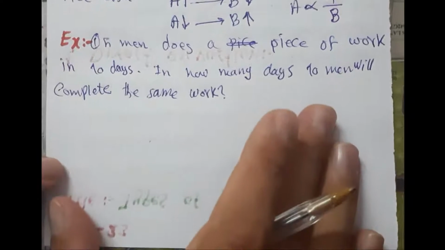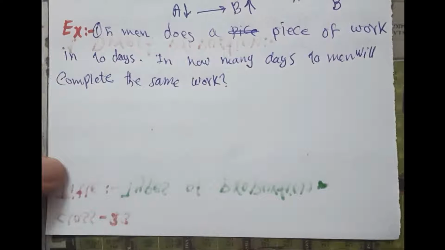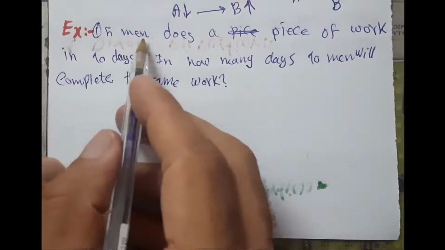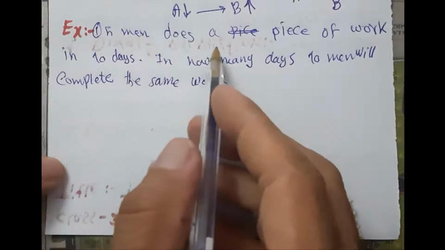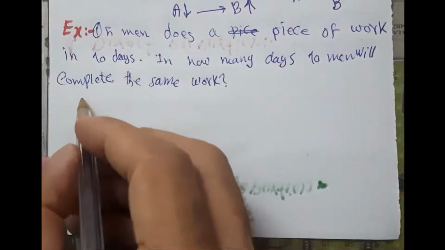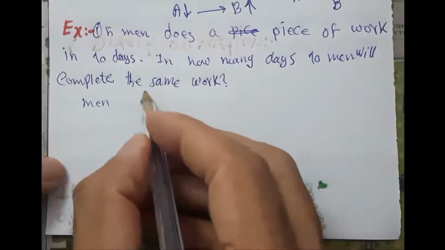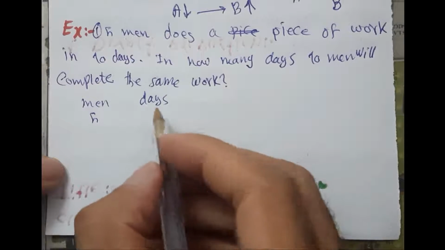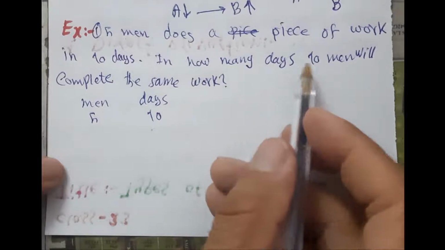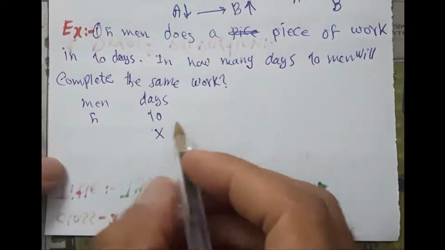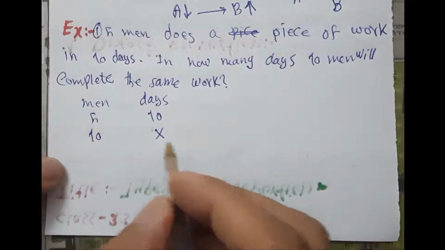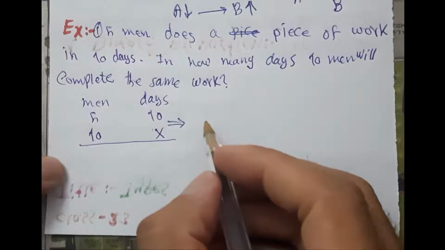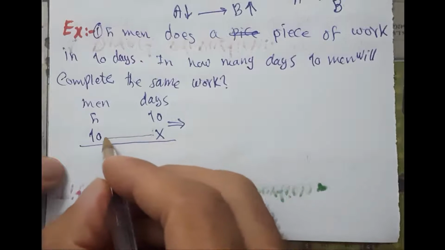Here we want to solve this question by using the meaning of indirect proportion. We have two quantities, one is men, another is days. Here 5 men take 10 days. How many days? We write x here, for 10 men. Now if we want to solve this question, we use it like this.